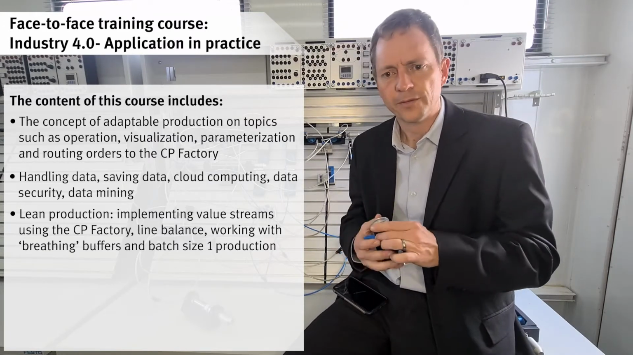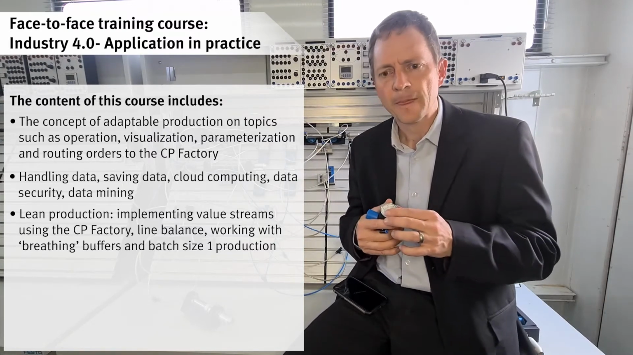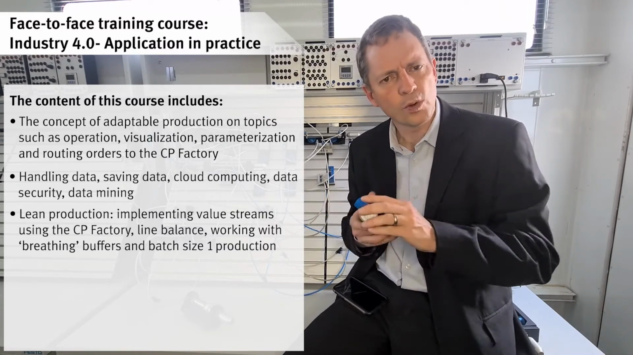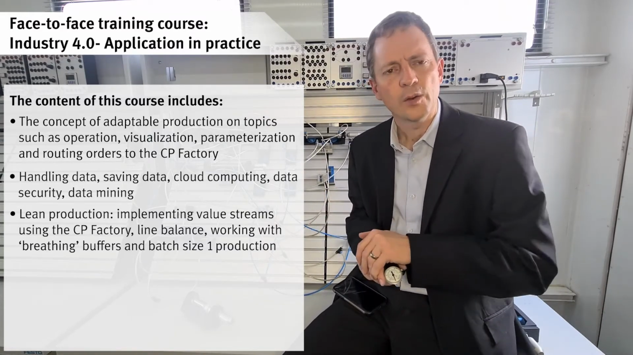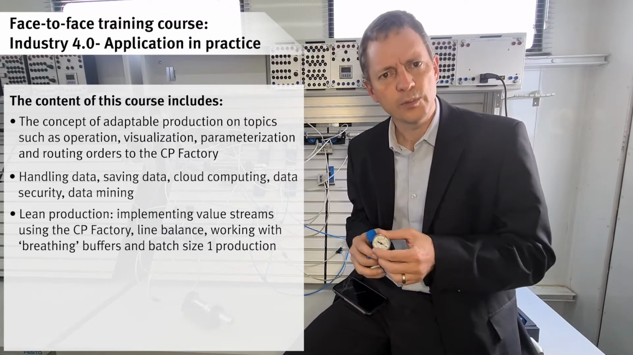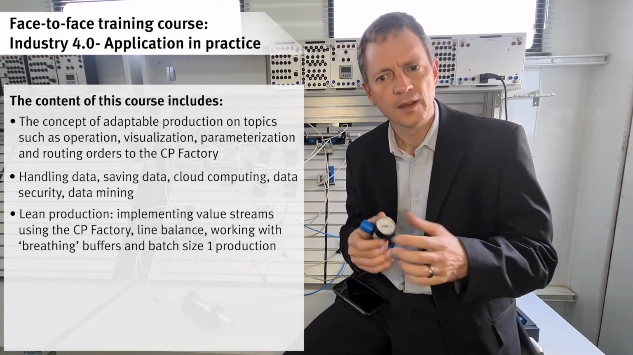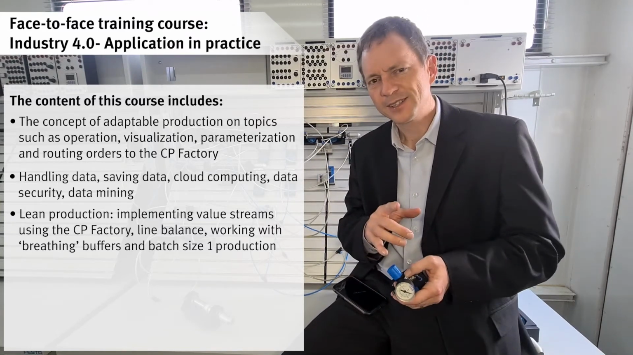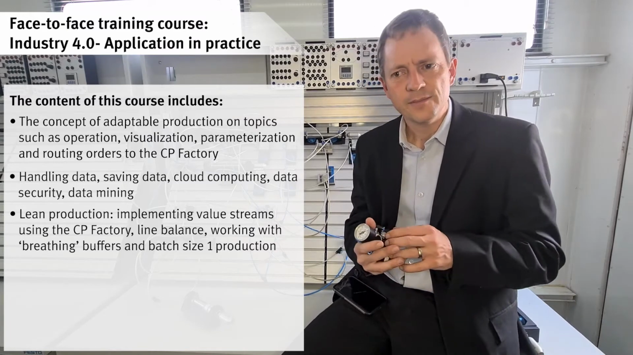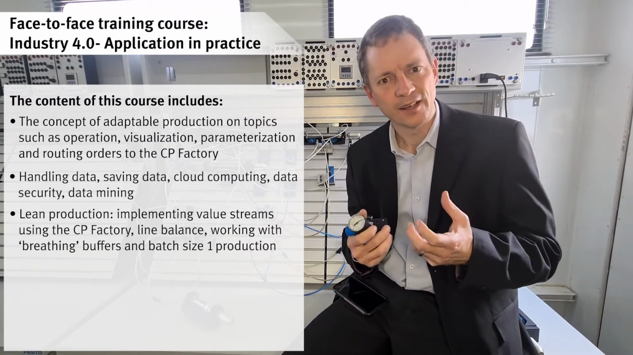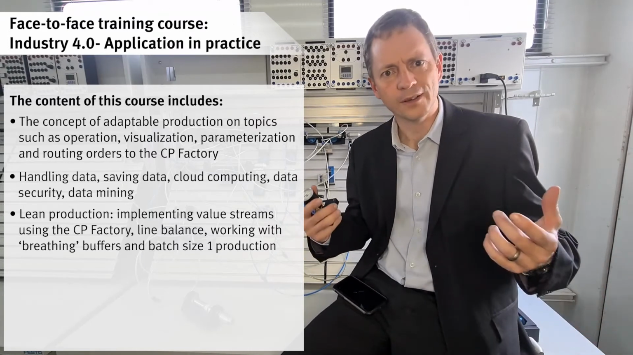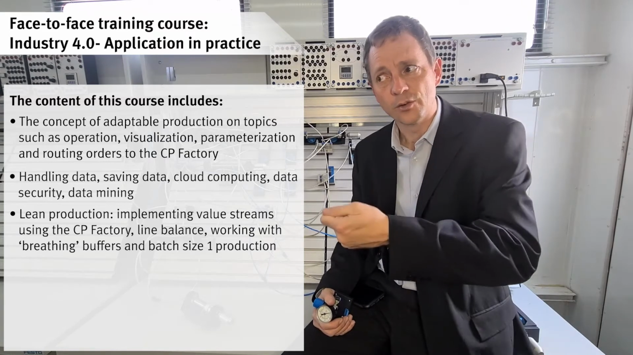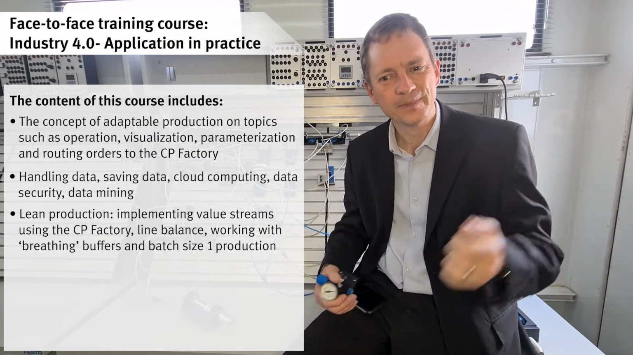The concept of adaptable production, such as visualization and parameterizing the data we get and routing different orders through the factory. And how do we handle the masses of data? How do we do a manufacturing execution system? What does cloud computing, edge computing mean? How do we handle data security? The hacking threats that a company faces now that we never had before, where computers are merging, where the Ethernet cable is connected not just to the robot, but also to the internet.